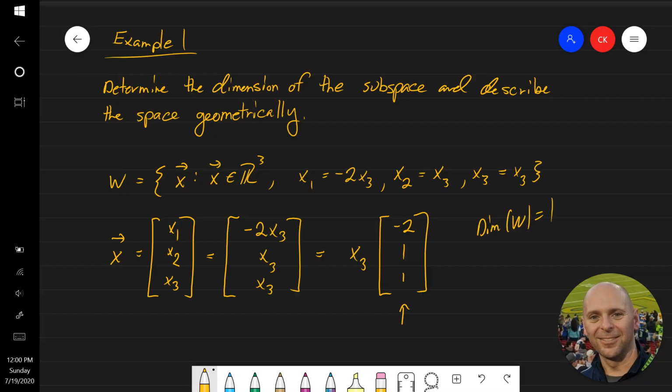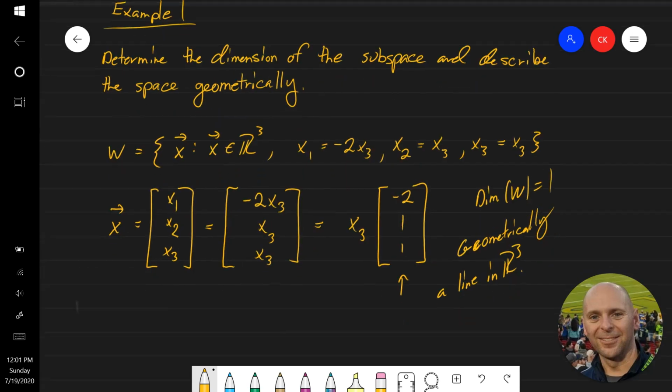If we wanted to describe this geometrically, this would be a line passing through the origin in R3. That comes from the idea that if you write this out as a parametric equation, we would get the parametric equation for that kind of line. So let's take a look at another example.